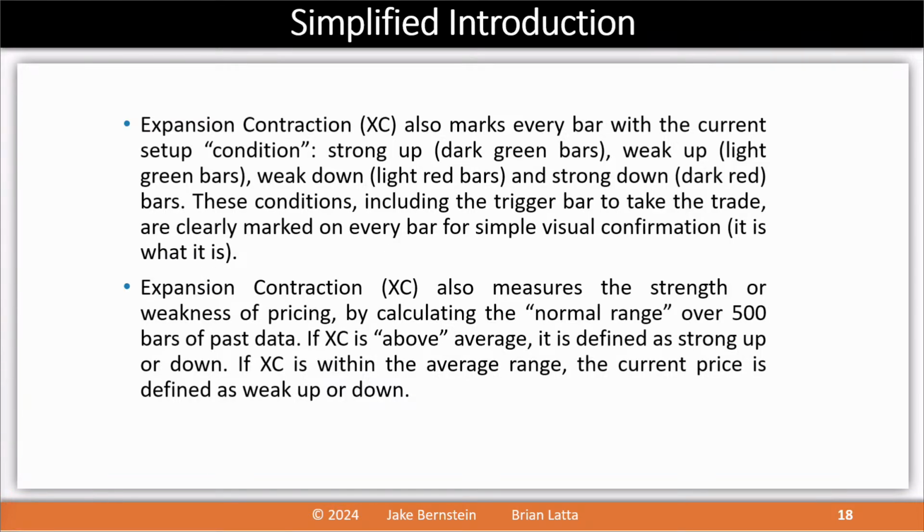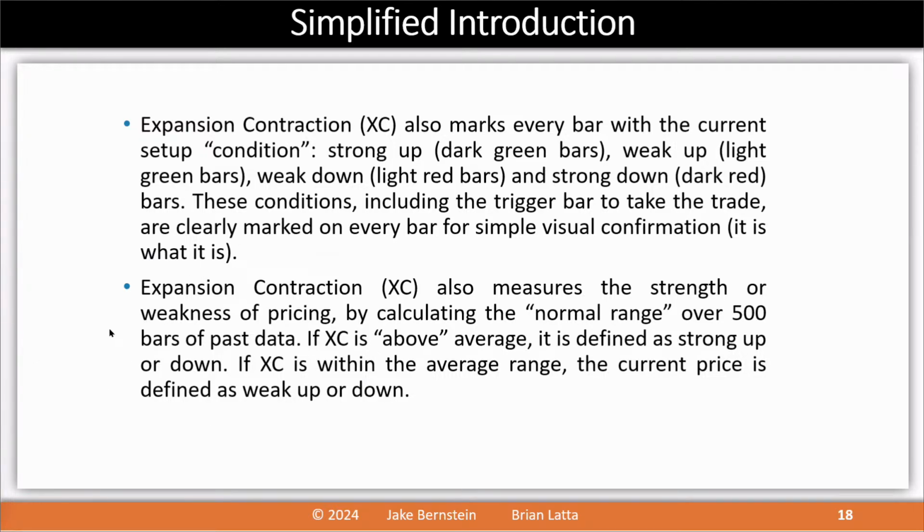When we're in some kind of weak correction up, you'll see light green bars. When we're in a weak downtrend, you'll see light red bars, and in a strong downtrend, dark red bars. And that gives you a visual confirmation. Price behavior right now just is what it is until it changes, and that helps keep you very accurate.